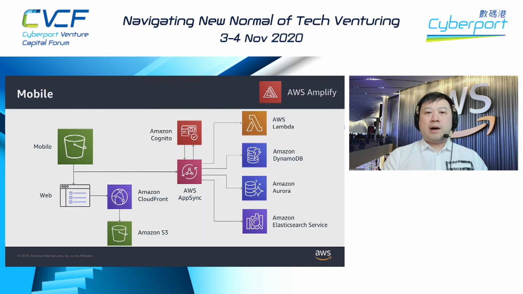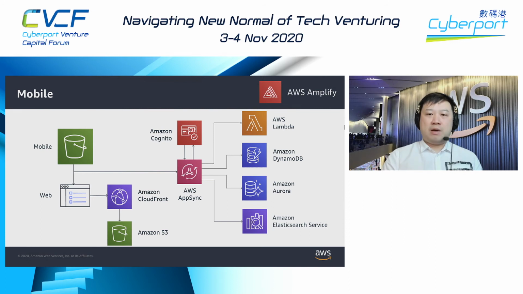In terms of mobile, AWS also provides an Amplify framework. Amplify framework is a set of developer tools for building, testing, deploying, and hosting your entire application. In this example, you build a mobile application and web front end. The website is hosted on S3 as a static website with CloudFront for content delivery.